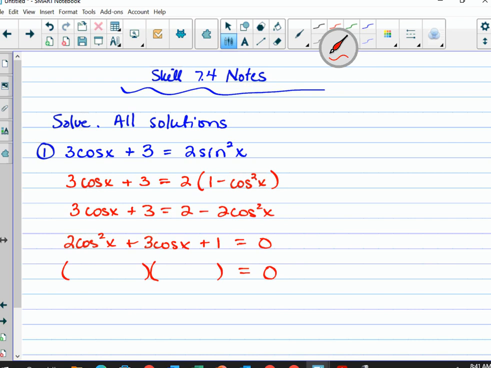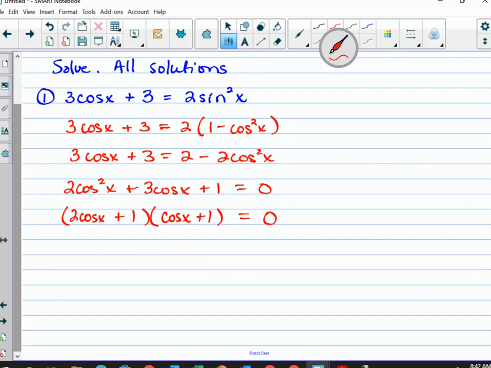What does it factor into? 2 cosine x plus 1, cosine x plus 1. How do you do that again?